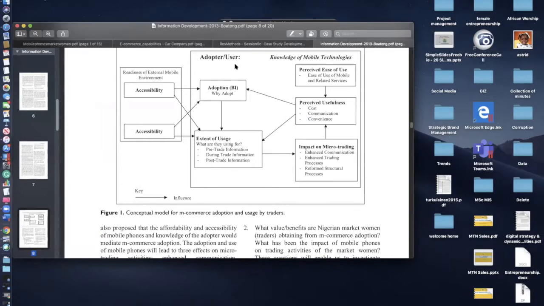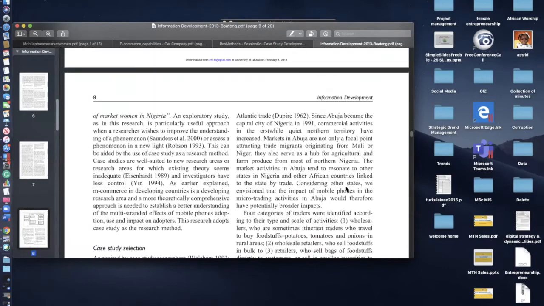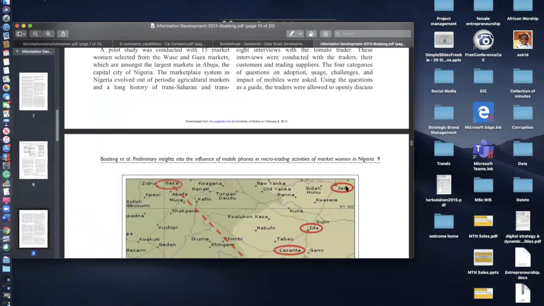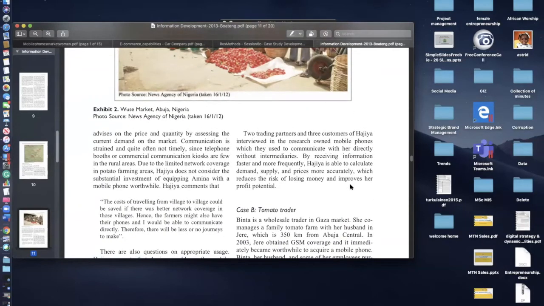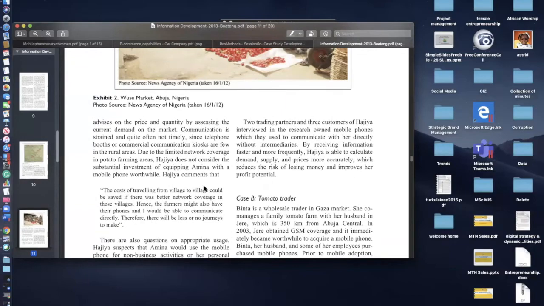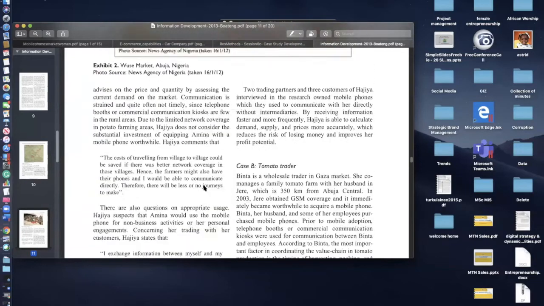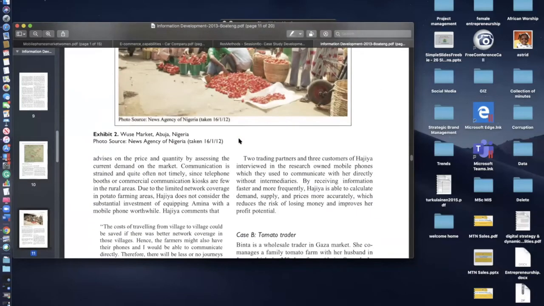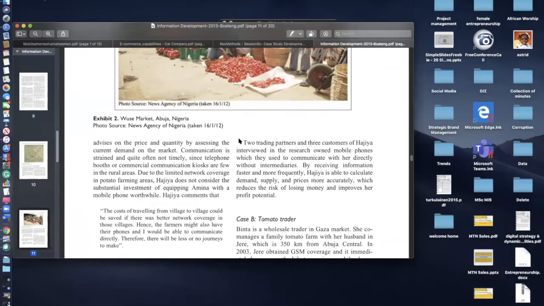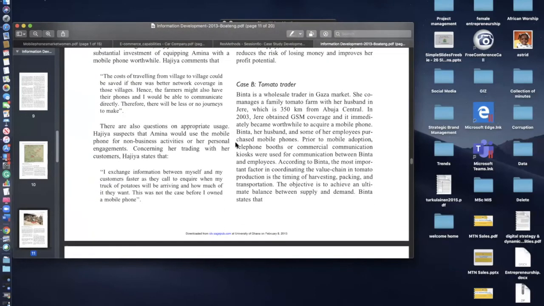Going back to our study. Look at this one. Okay. So I'm looking at case A, the potato trader. I'm looking at some of the examples of what she perceived usefulness to be. So there's a number of quotations from her.